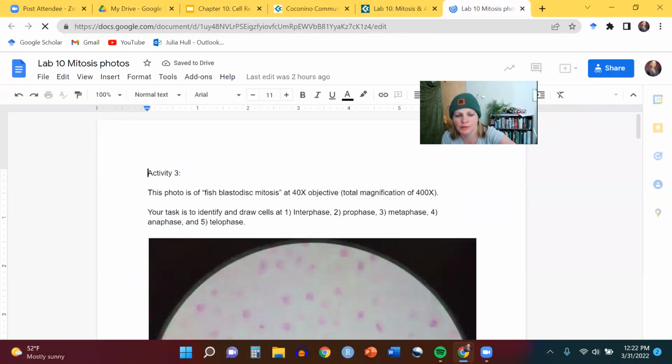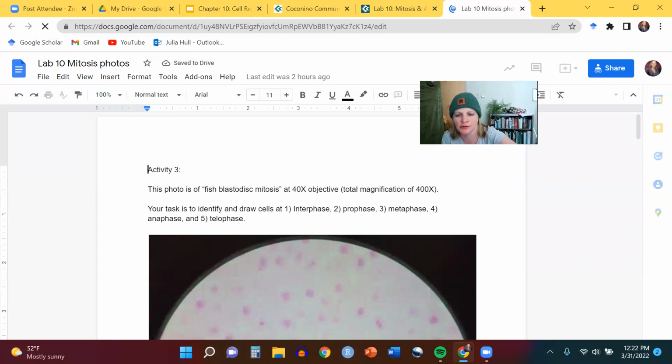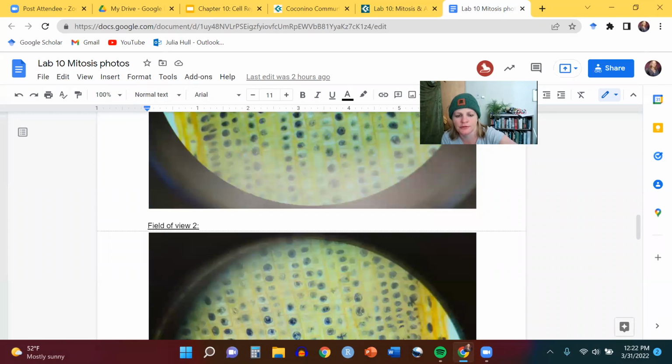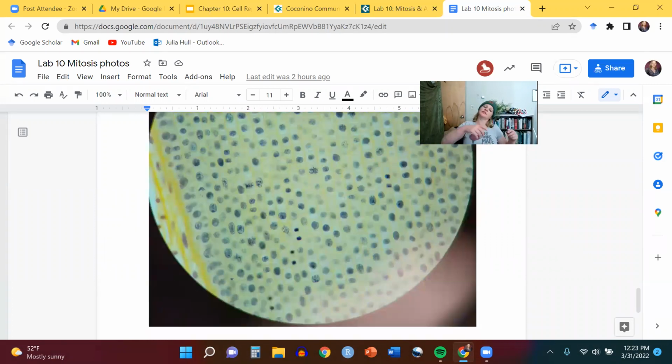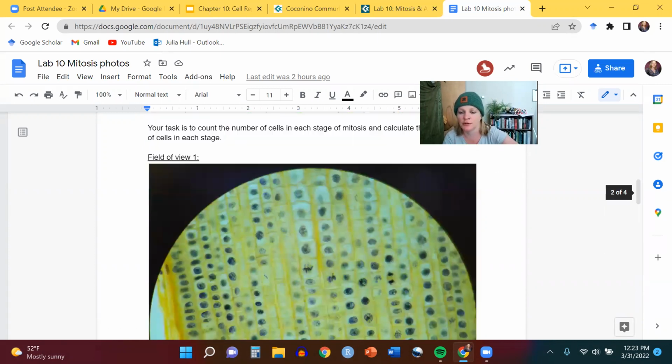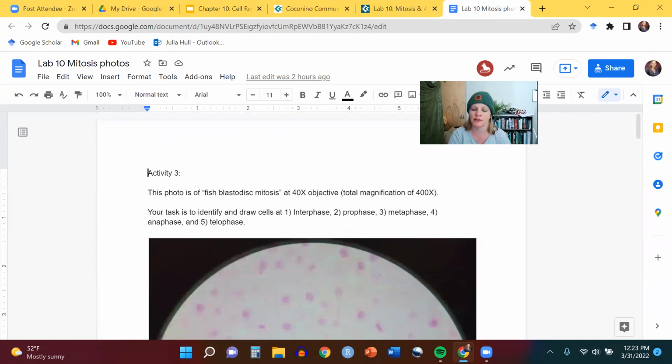even if you weren't able to attend class in person today, you can still do this lab activity. And so here's a field of view. Here's a field of view. Here's a field of view. And then just for completeness, activities 1 and 2 you guys can do on your own. They're basically worksheets to help you understand the process of mitosis. So you should have everything that we did in class today available to you now.